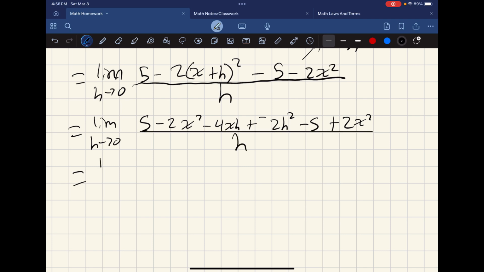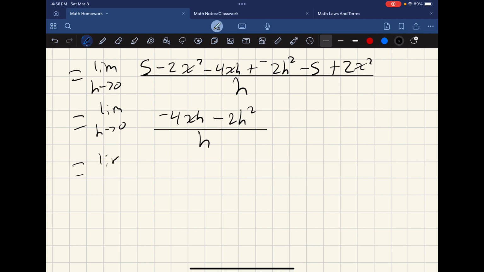Next, go ahead and just get rid of common factors and subtract and add as needed. And that's going to come out to negative 4xh minus 2h squared all over h again.